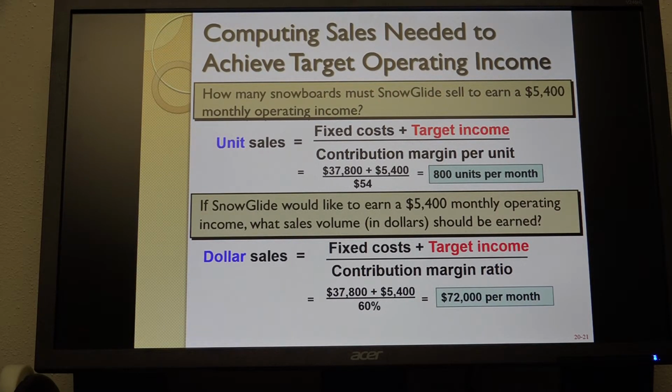And so here, this company wants to earn a $5,400 monthly operating income, so they take their fixed cost of $37,800, add the $5,400, and divide that into your contribution margin per unit to come up with 800 units per month.